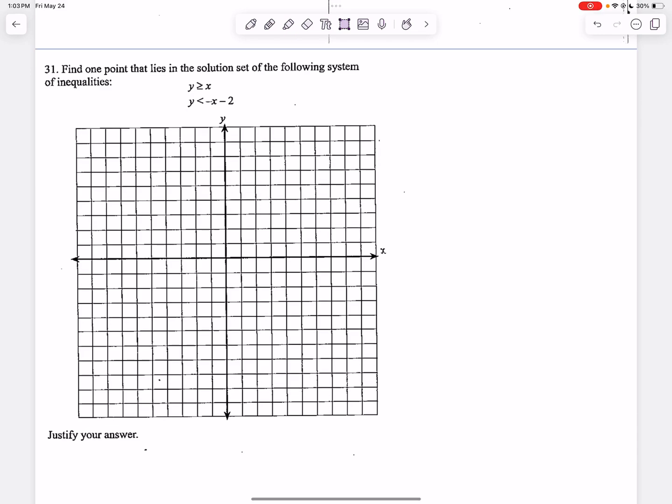Question number 31. Find one point that lies in the solution set of the following system of inequalities. We have y greater than or equal to x and y less than negative x minus 2. The nice thing about both of these inequalities is they're both in that y = mx + b form, where m is our slope and b is our y-intercept. Now remember, the slope is also our rise over our run, and our y-intercept is our start point. So basically that's the point we're going to plot first.